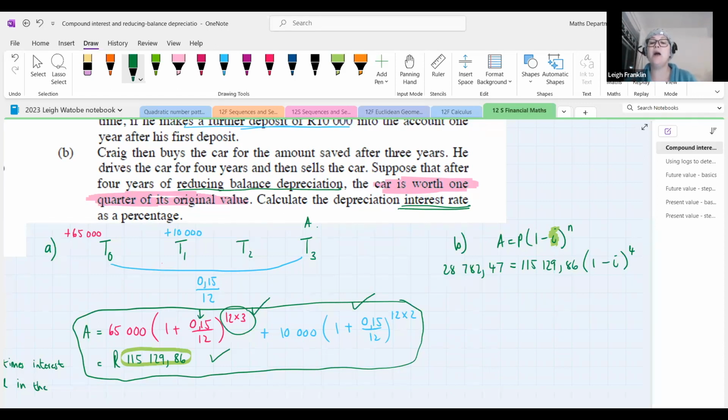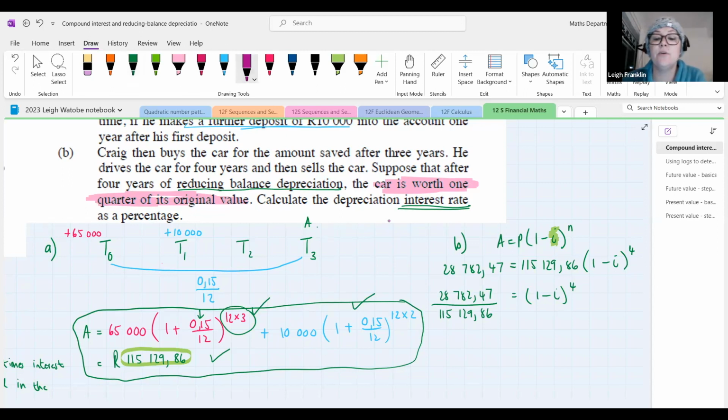All right, so now we've got to work out the value of I. I'm going to do this quite quickly, I hope this makes sense to everybody. We need to divide by P on both sides. So that means that we've got 28,782.47 divided by 115,129.86, and it's going to be equal to the bracket.